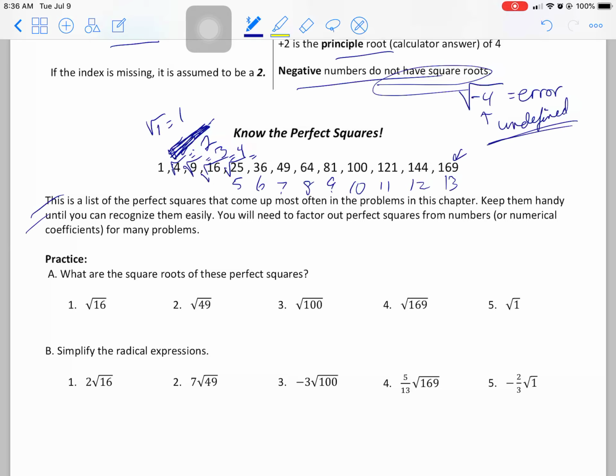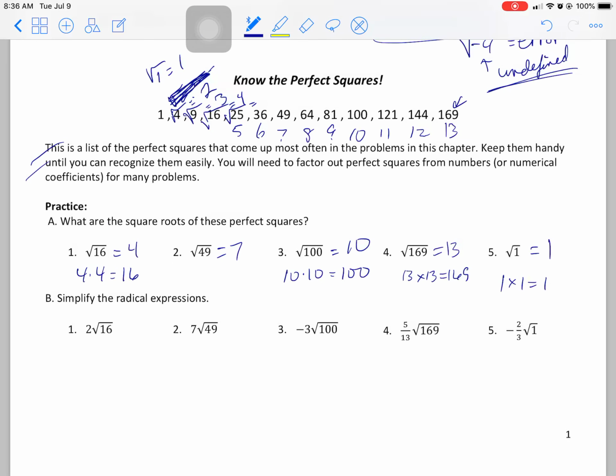So you should be able to look at the square root of 16 and say, that's a 4, because 4 times 4 is 16, okay? The square root of 49 is 7, 10. If you want to show your work, write something like that, okay? This is 13 times 13 is 169, so the square root of 169 is 13, all right? And don't forget 1 is a perfect square. 1 times 1 is 1, okay?